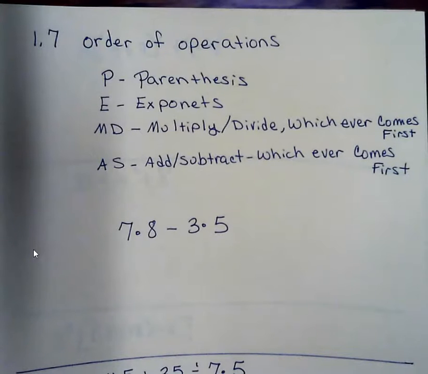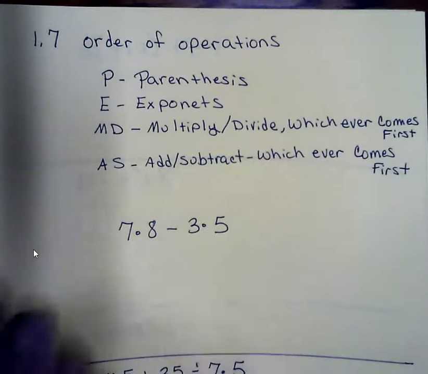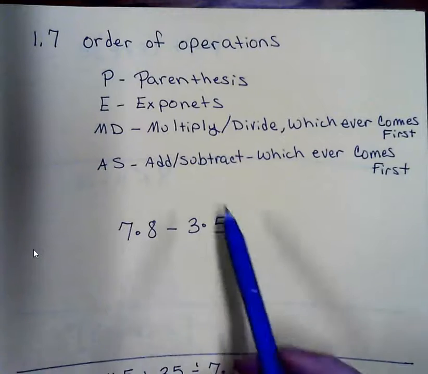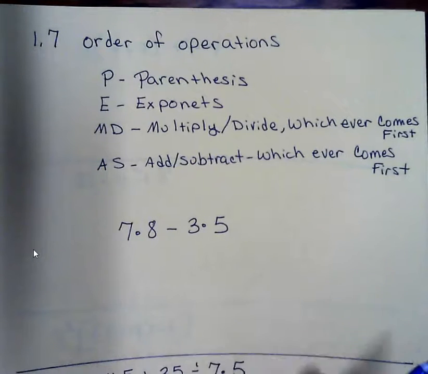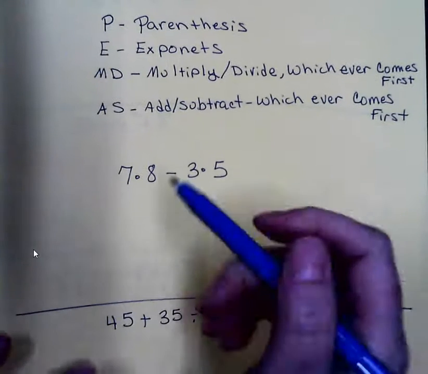The third and fourth go together. So when you multiply or divide, you do whichever comes first. And then when you add or subtract, you do whatever comes first. When I do mine, I like to underline what I'm going to do.